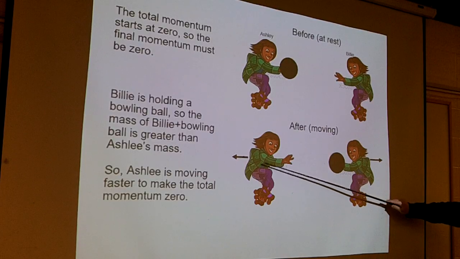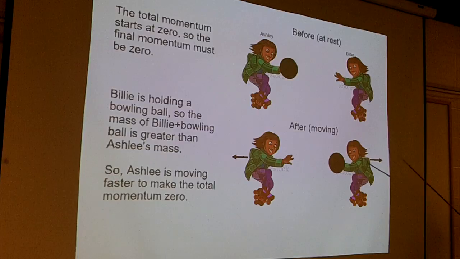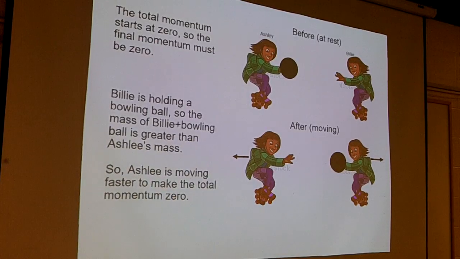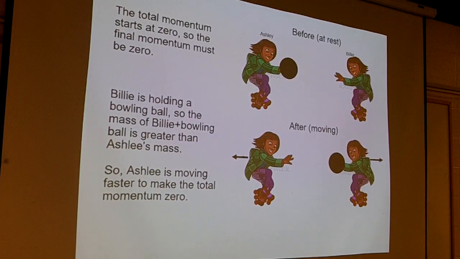Ashley and Billy have the same momentum, but Billy has a ball with her, so her mass is larger. So what happens to her velocity? Yeah, velocity will be smaller. So in other words, I'm going to show you on the board what happens. Okay, let me write this down on the board. Folks, can I erase this part? I'm going to erase this part. Okay. So I'm going to show you now.